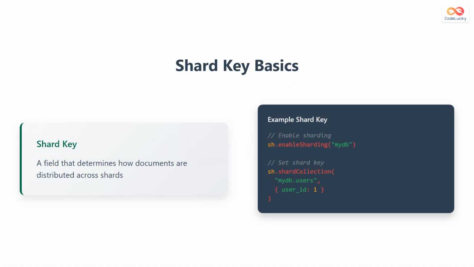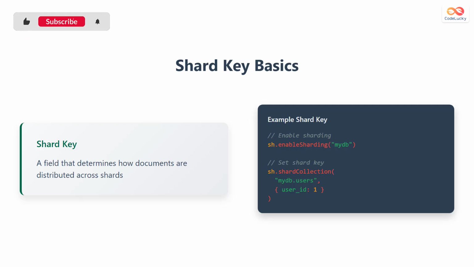Let's discuss shard key basics. A shard key is a field or a combination of fields that determines how documents are distributed across shards. It is the most important decision to make while implementing sharding. The choice of the shard key directly affects how evenly data is distributed and how efficiently queries can be routed to the appropriate shards.